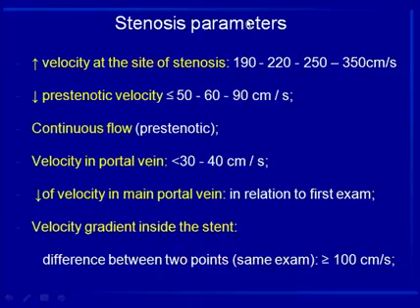There are many parameters of stenosis in the literature: an increased velocity at the site of the stenosis, a decreased velocity in peristenotic velocity, continuous flow in the stent, velocity in the main portal vein less than 30 to 40 centimeters per second, a decrease of velocity in the main portal vein, and a velocity gradient inside the stent.